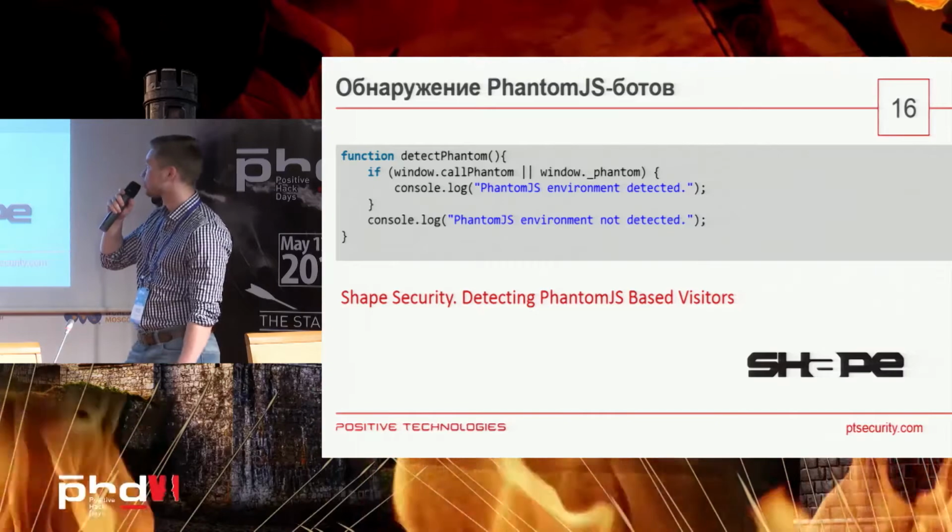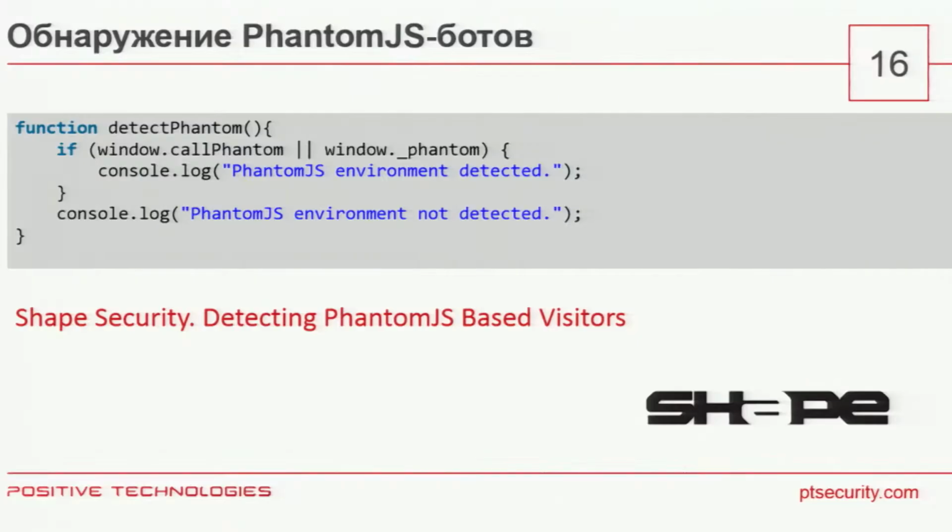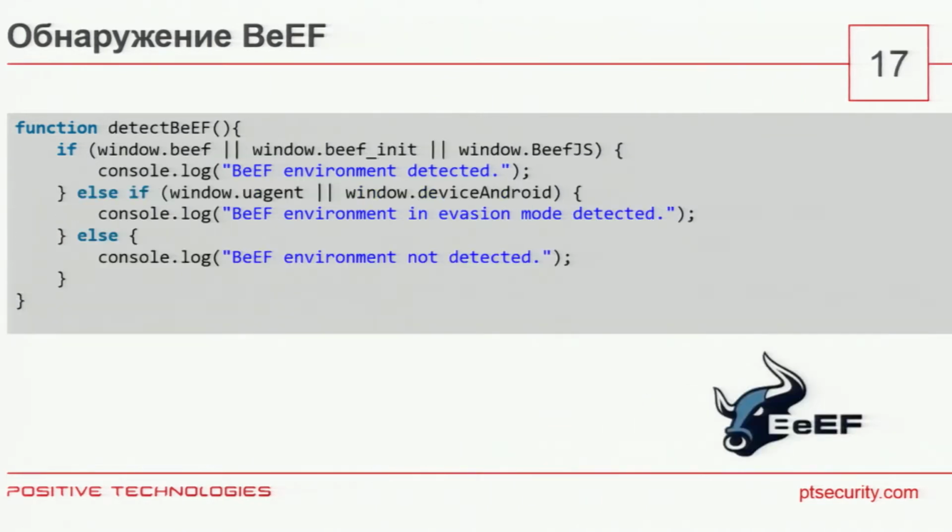How does Phantom JS bot look like? We check it for specific properties. That's what we do on the server side. There are plenty of methods for Phantom JS bot detection. In Shape Security, we recommend that you use this link and visit this resource.